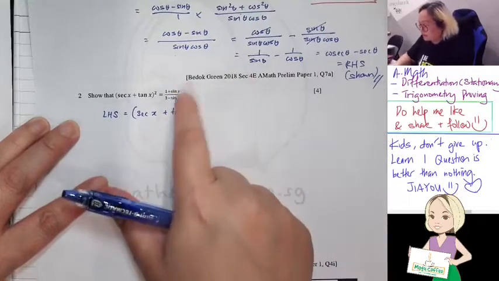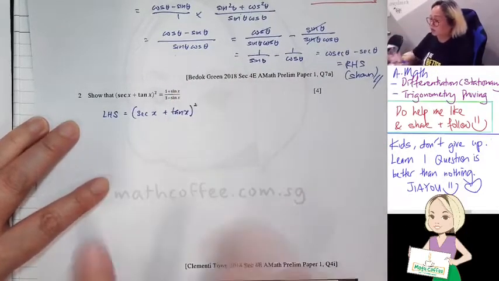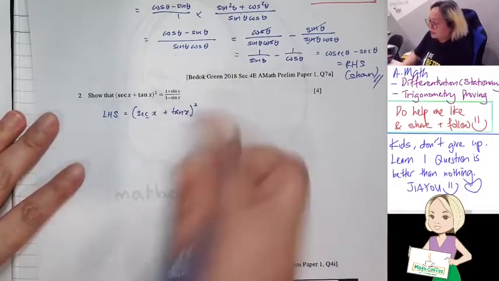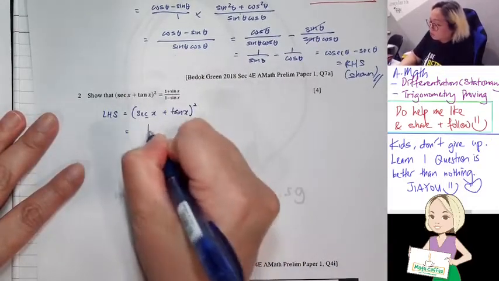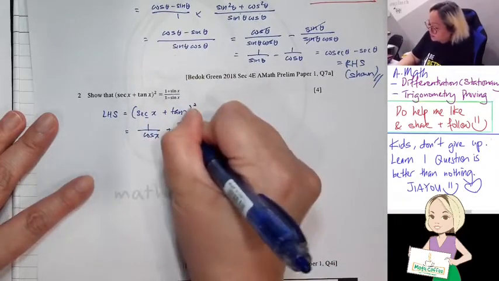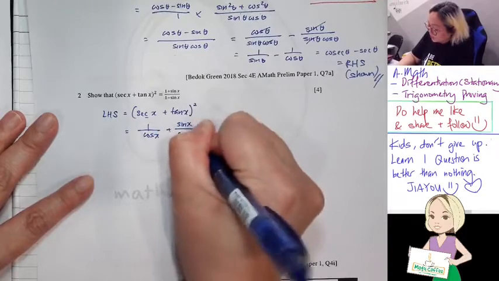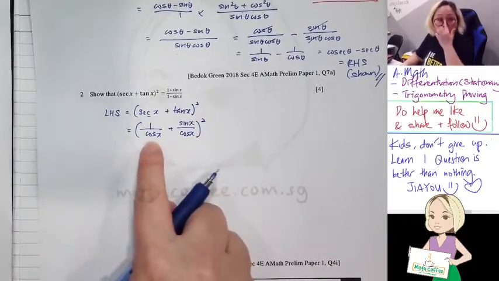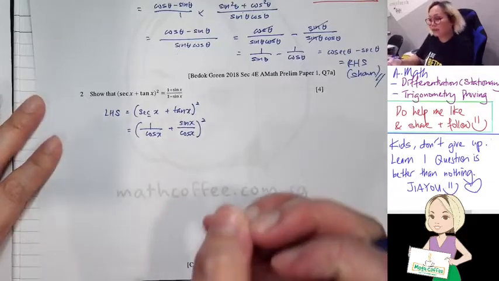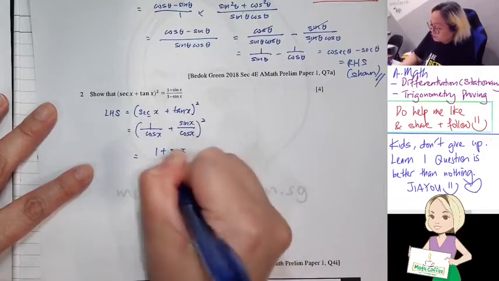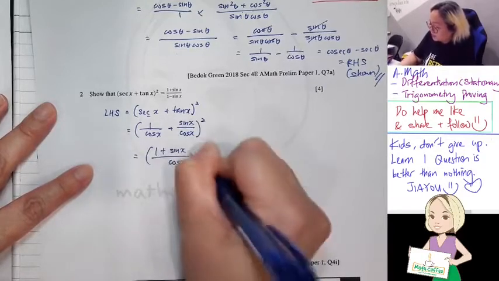Okay, look at the right-hand side. The right-hand side is in terms of sine. So that means I need to change them to become sine and cosine. So secant, third letter C, this one we know is 1 over cosine x. And this is sine x over cosine x. And the denominator is the same, cosine x. So we're going to combine it into a single fraction. So it becomes 1 plus sine x over cosine x squared.